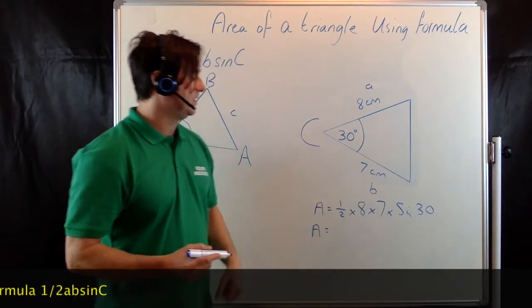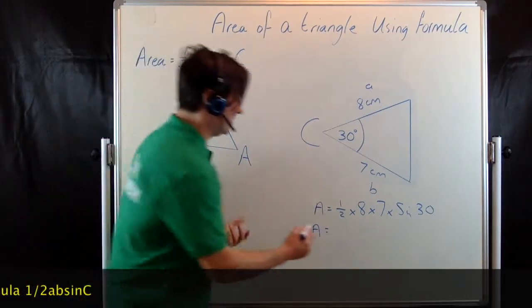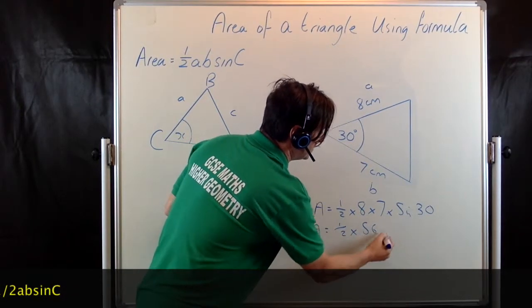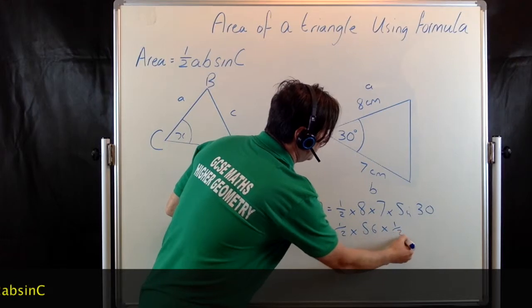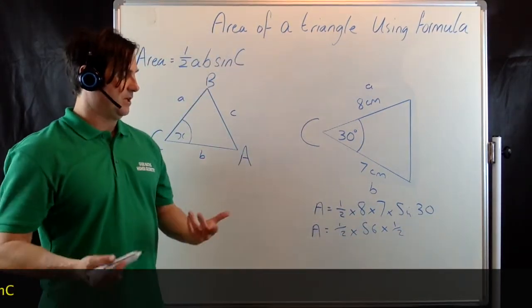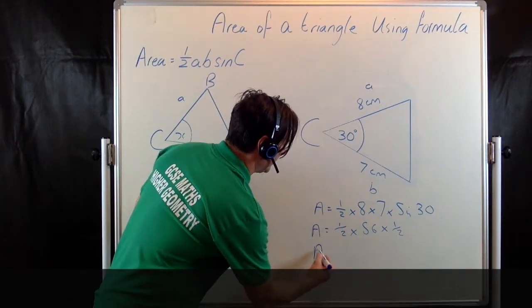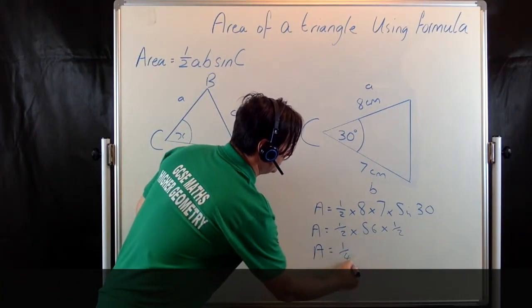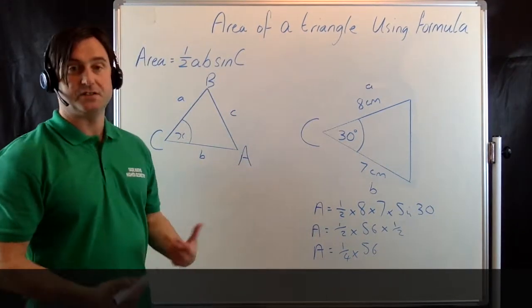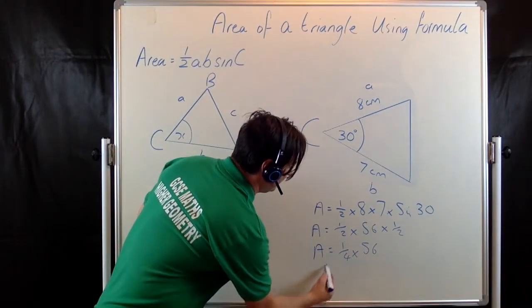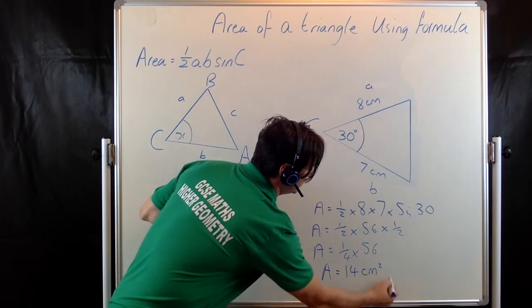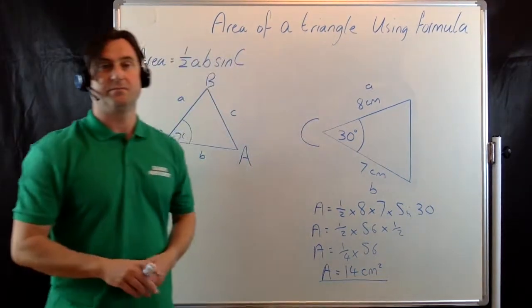Well, 8 times 7 is 56, so I'm going to write 1/2 times 56, and sin 30 I've told you is 0.5 or 1/2 again. So I've got 1/2 times 56 times 1/2. Well, 1/2 times 1/2 is 1/4, so that would become area is 1/4 times 56. 1/4 times 56 is going to give you 14. So the area is 14 and the units are centimetres squared because it's an area.